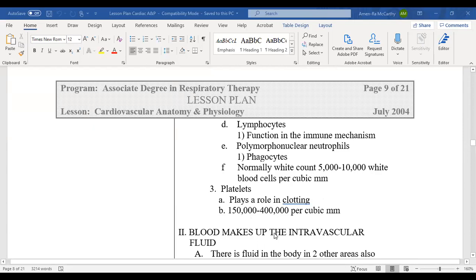Then we have lymphocytes. The lymphocytes function in the immune mechanism, right? If you see lymphocytes are higher, there's an immune response going on. That's your immune system, your lymph nodes.